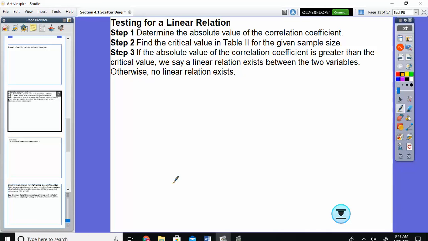So hopefully, if you look on your formula packet, it's the back of the second piece of paper. There is table 2, your critical values. So what was my N on this problem that we had? My N was 5. So if you look at your 5, your critical value is 0.878. So the absolute value has to be bigger than 0.878 for us to say it is linear. And we had negative 0.9456, and that is bigger than the 0.878. So it is linear.